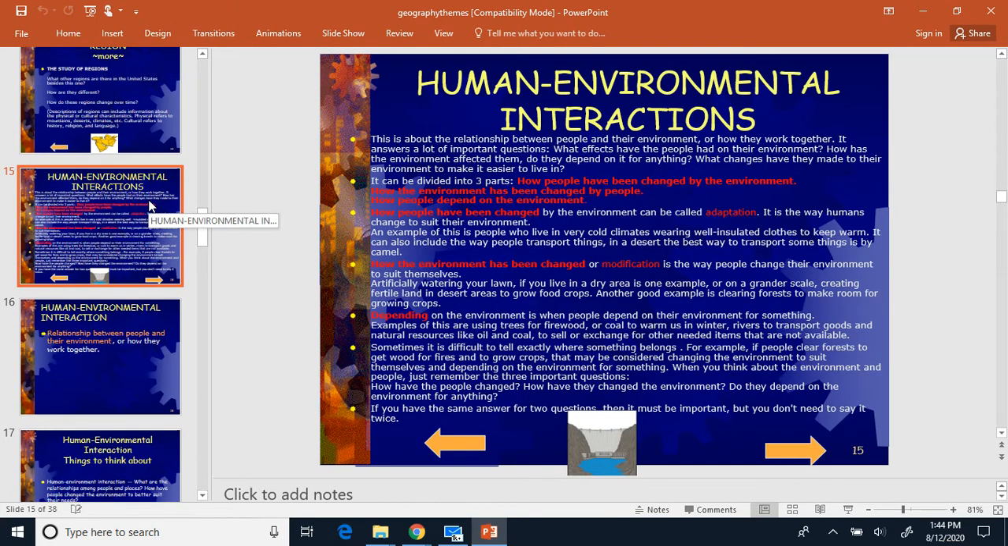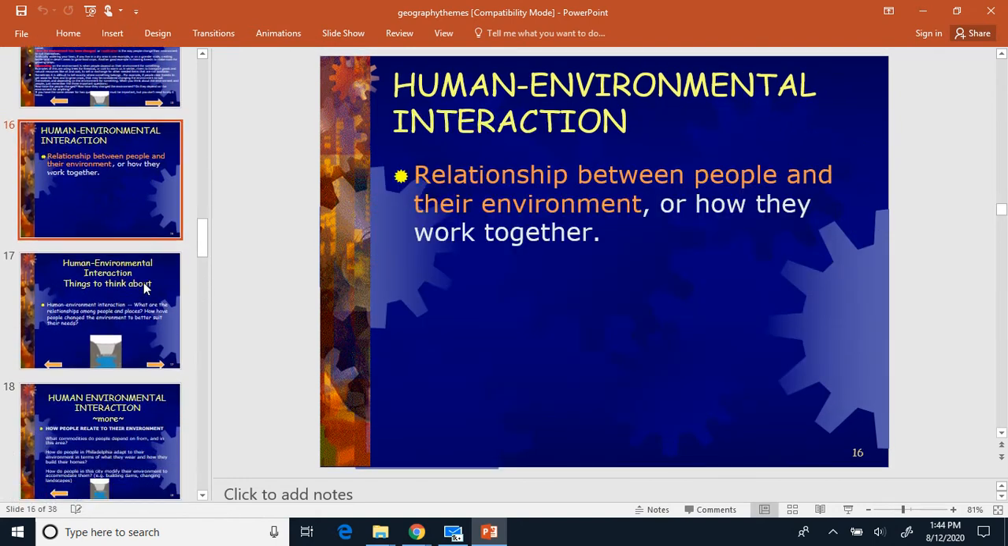And then we did human-environment interaction, which was how people have changed the environment, how the environment has changed people, and what the people depend on from the environment. So we talked about that. Plowing down a hill, for example, to make it flat so I can grow food, wearing a coat because it's cold outside, and then depending on land to produce food. Right? All right.